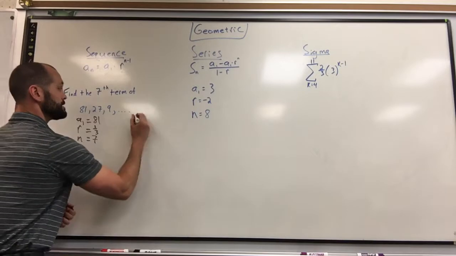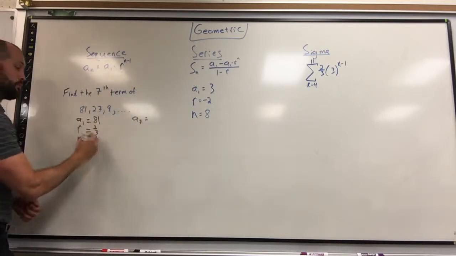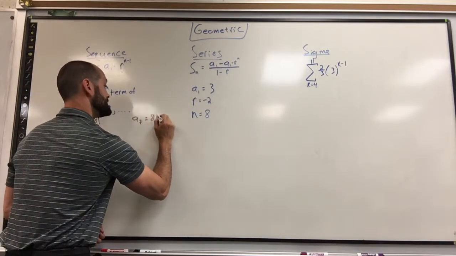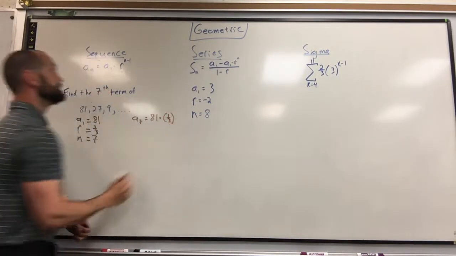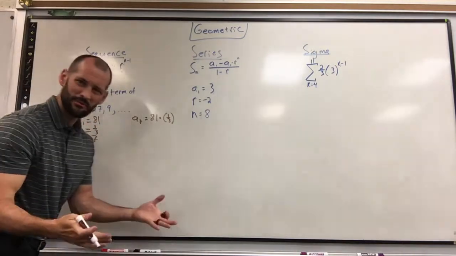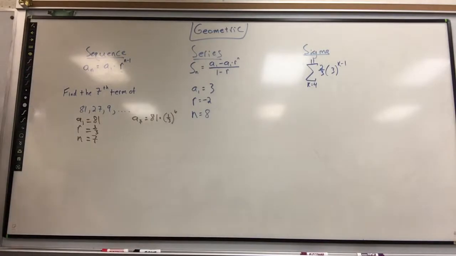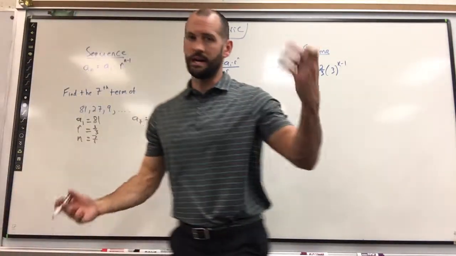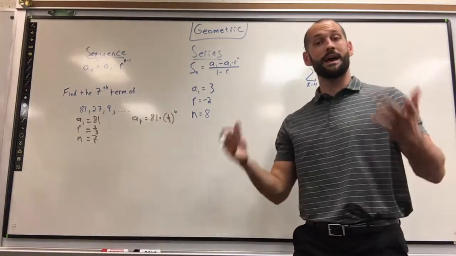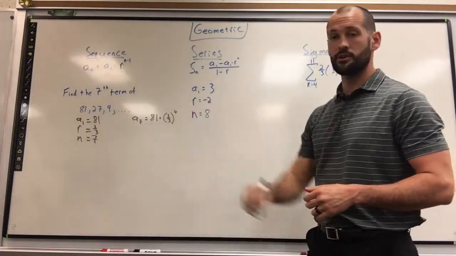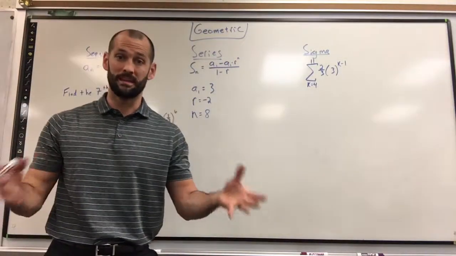So they want the seventh term. That is a sub 7. A sub 1 being 81 times my ratio, which is 1/3, to the 7 minus 1. Can we do mental math? Okay, let's put a 6. If you don't know how I got that, I don't know what to tell you. So, from here I do order of operations. Exponents coming first. So I take 1/3 to the 6th power. Now if you're using a calculator, that is a really, really big decimal.